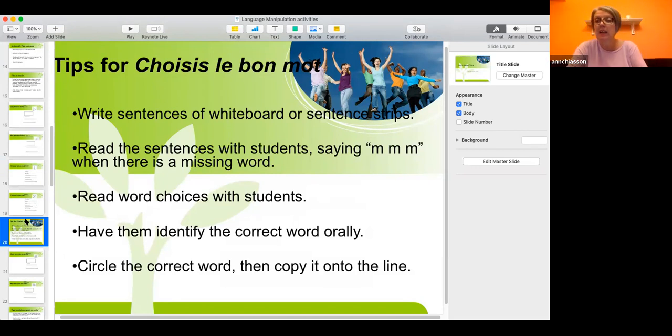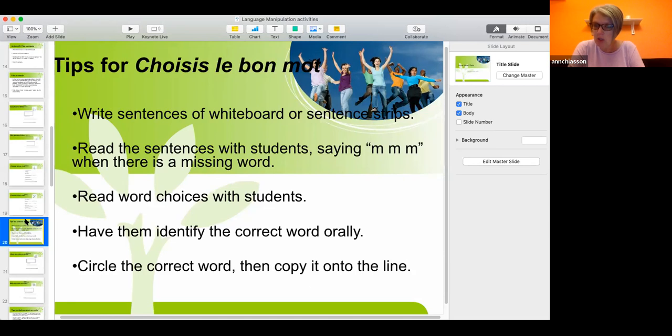When people say that AIM is just an oral program or methodology, that's not accurate because we're integrating all the skill sets, all the literacy skills. So we're saying the sentence orally with the help and support of gestures. Then we're reading the sentence together and we're saying when there's a missing word.